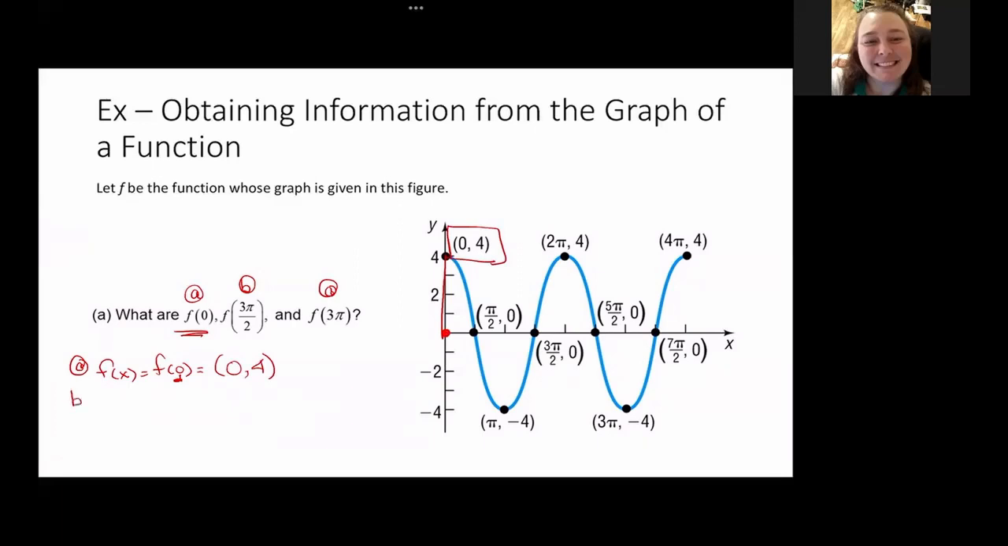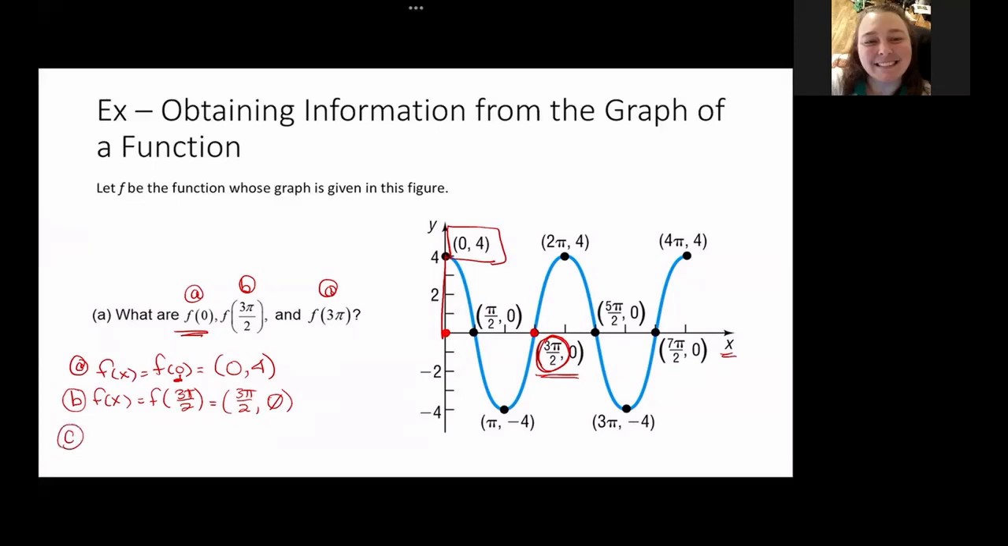Let's look at baby B. f of x equals f of 3 pi over 2. We want to find the x where it's 3 pi over 2, which is right here. So there's my coordinate point. We're just reading it directly off the graph.